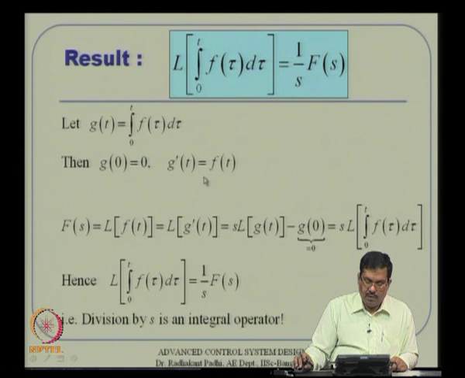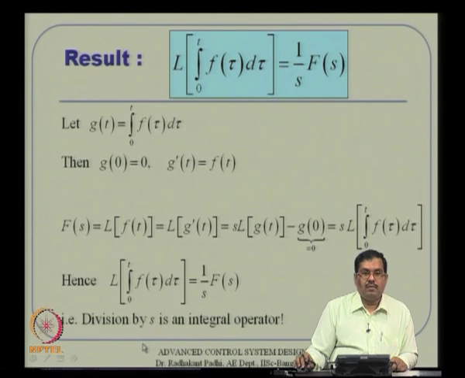Then I substitute f of t as g prime of t, and for g prime of t I will use my result which is already known to me. And g of 0 is 0 here essentially because of this integral property, 0 to 0 anyway. So this is equal to 0, and then we are left with the term s into the Laplace transform of g of t, but g of t is by definition this. So the Laplace transform of this integral is nothing but 1 by s into f of s. That is what you have done here.